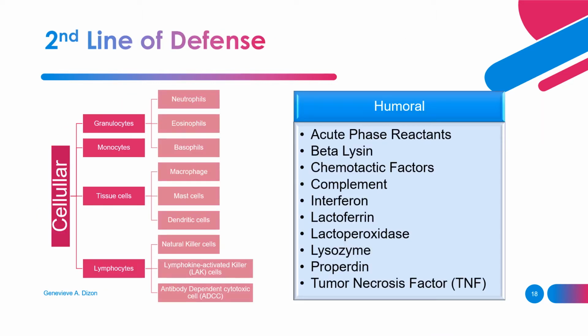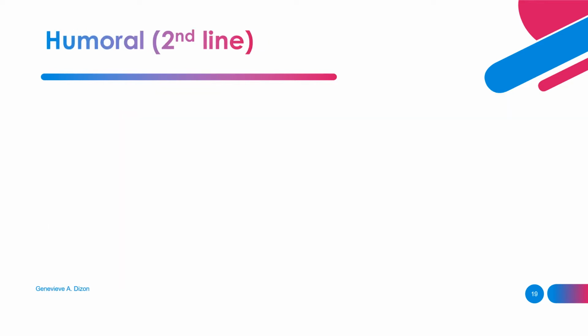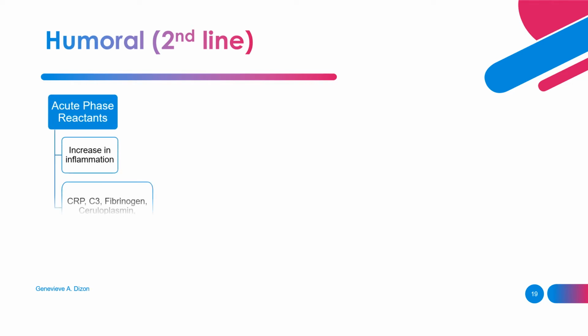We have now discussed all the cellular components of the second line of defense. Let's now continue with the humoral components. The first component of the humoral second line of defense are the acute phase reactants. Acute phase reactants increase during the time of inflammation, hence the name. They react in the acute phase of inflammation. Their reaction is to increase in concentration or amount. An example of acute phase reactants is CRP. CRP is the most common acute phase reactant. It activates the complement classical pathway, and it can increase 20 to 1,000 times during inflammation.